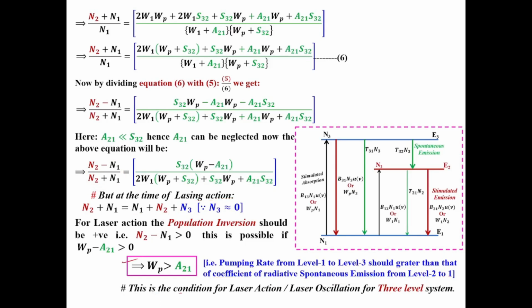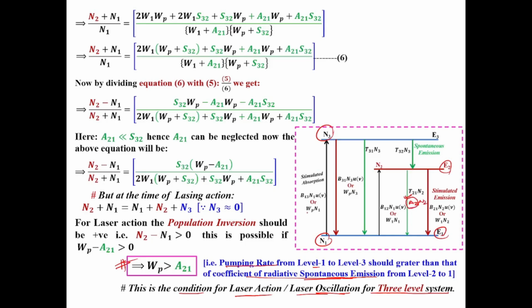Okay, so this is the condition for laser action or laser oscillation for a 3-level laser system. Here we found that for a 3-level laser system, laser action occurs when the pumping rate from level 1 to level 3 is greater than the coefficient of radiative transition, spontaneous emission, from level 2 to 1. So this is the spontaneous emission A21.